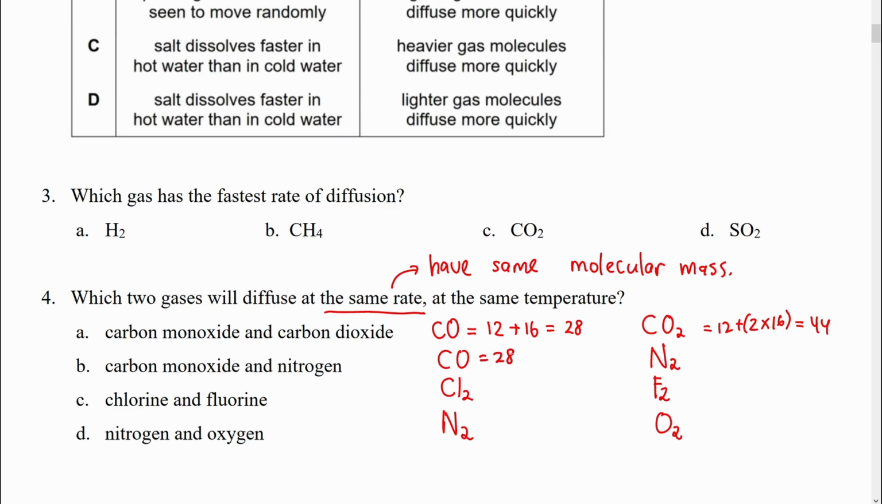And here it's going to be 28. We already found the value from option A. And here it's going to be 14 times 2, which is 28. So this is going to be the answer. But let's continue with option C. Cl2 is going to be 35.5 times 2, which is 71. And this is going to be 19 times 2 equals 38. And N2, we already found in option B, which is 28. And O2 is going to be 16 times 2, which is 32. You can see very clearly the answer is B, which has the same rate, because they have the same molecular mass. So the answer is B.